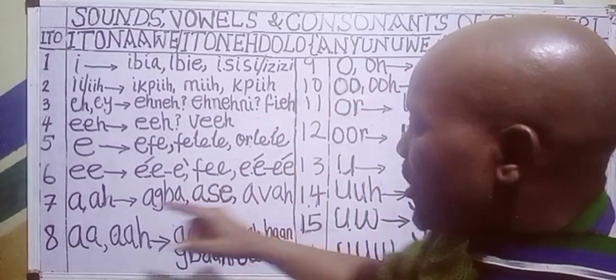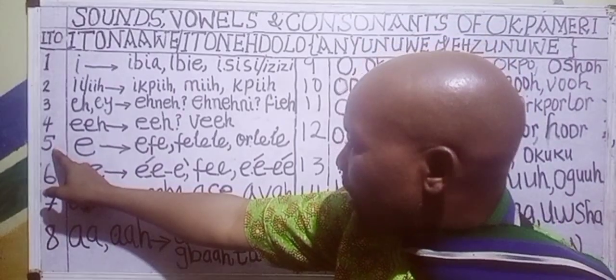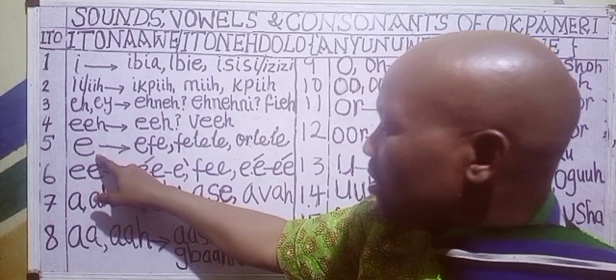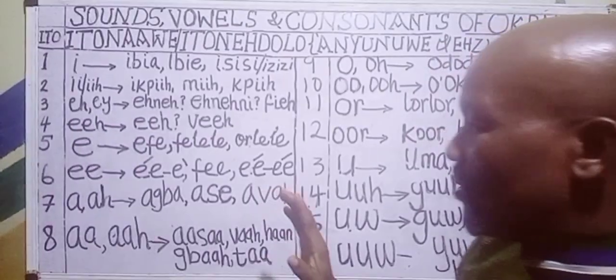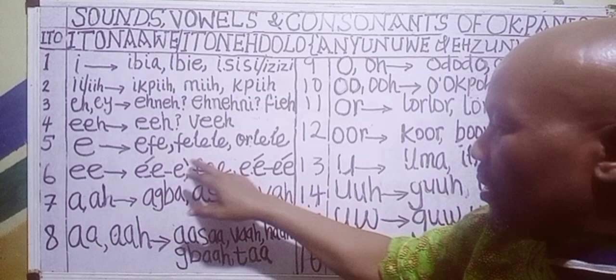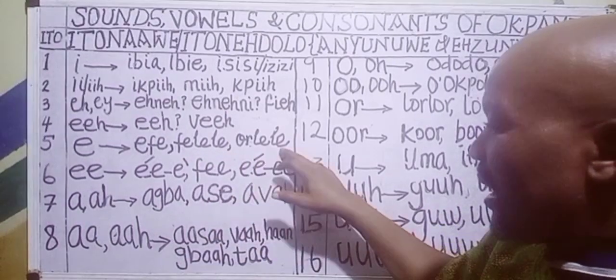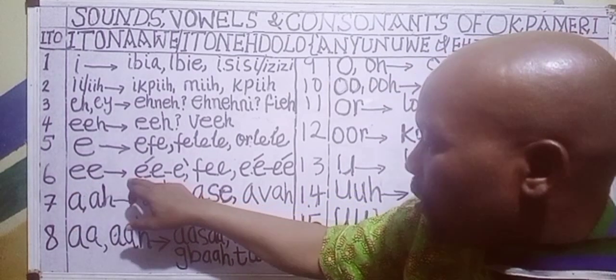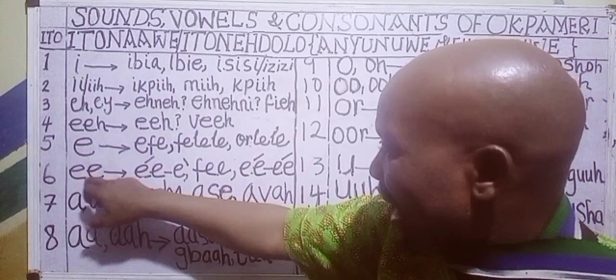So please note. And then we go to number 5, which is the e as opposed to a. Anywhere we see e, we should say it as in efe, felele, and olele. And then we have the long form. Of course, you already know the long form. That is twice as in or.